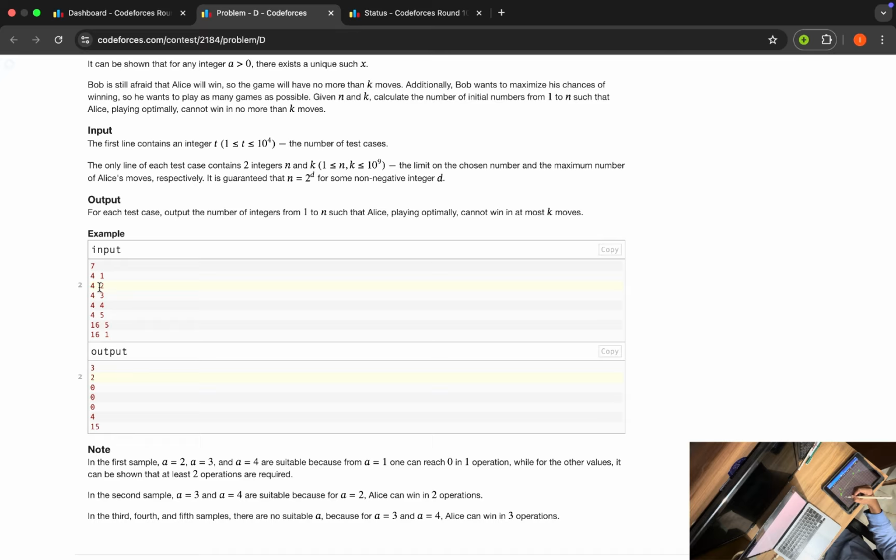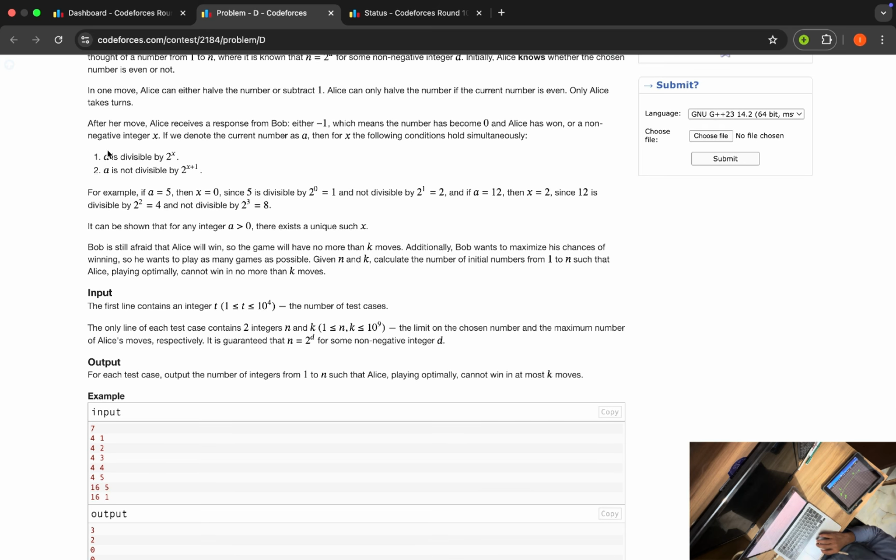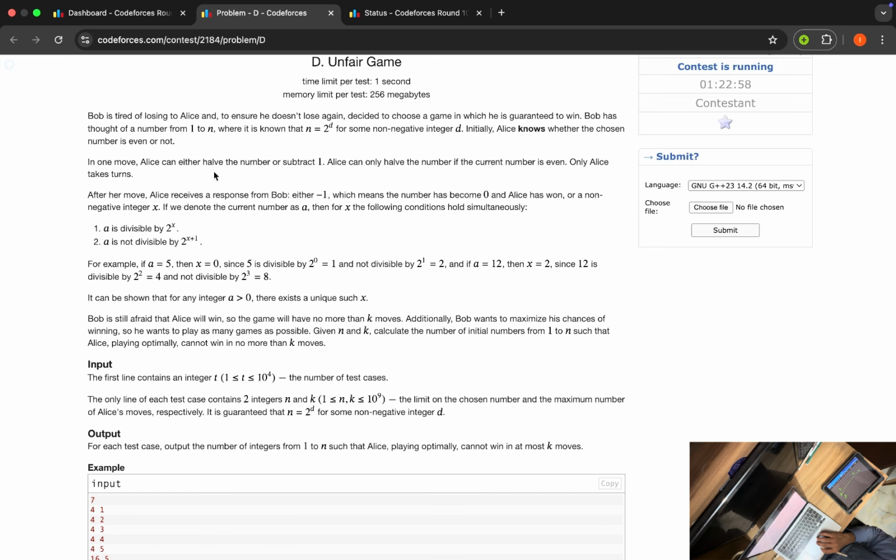16. She can know the value. If she can know the value, what will she do? Let's read the whole question again. Bob has thought of some non-negative integer t.